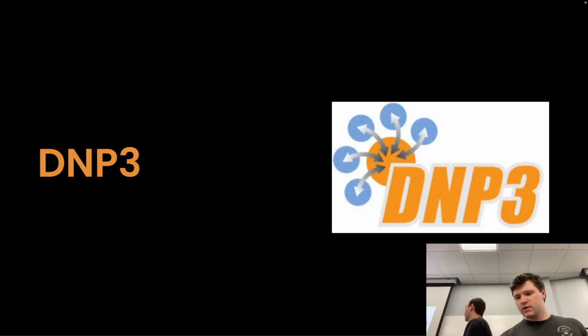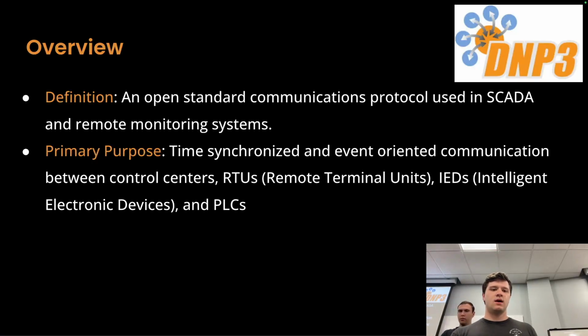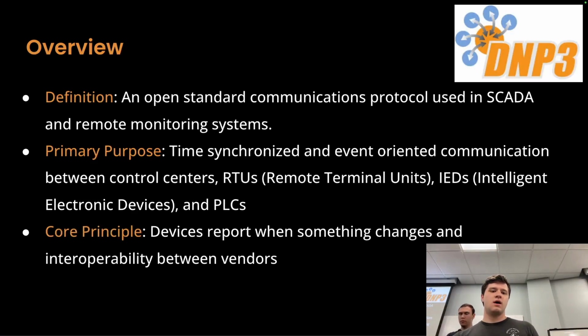Okay, so going to DNP3, the Distributed Network Protocol version 3. Basically this is another open standard communications protocol, mainly used for SCADA or remote monitoring systems. Think of the communication between your RTUs, remote terminal units, and your MTUs, master terminal units, which are connected like the SCADAs. It's meant for time synchronization, and it's all event-oriented communication.